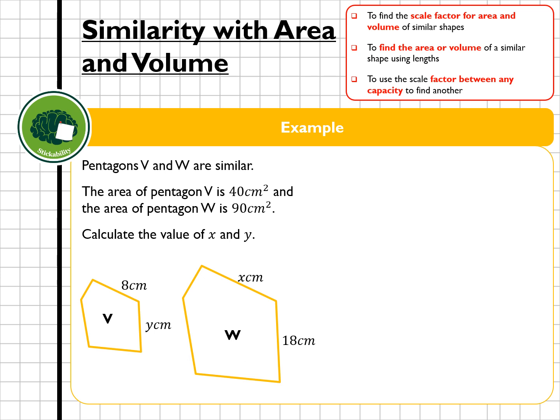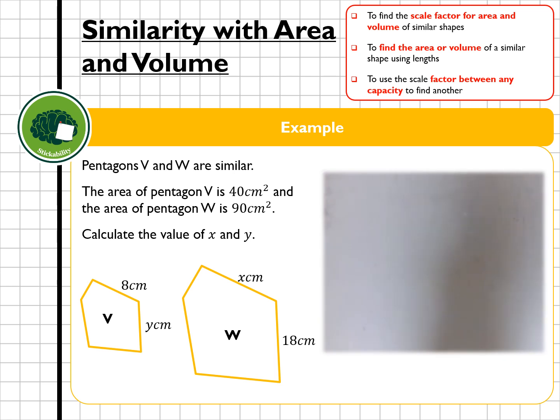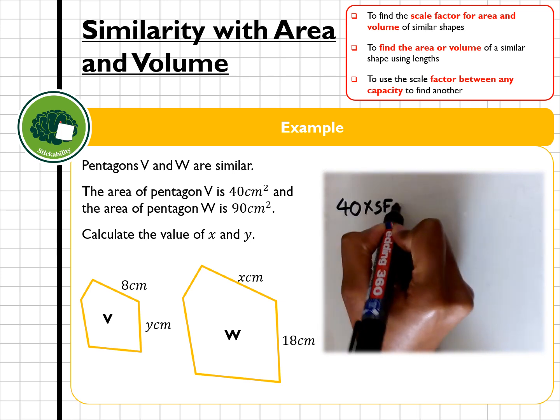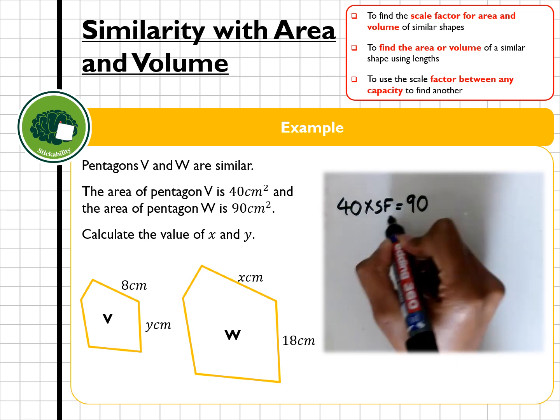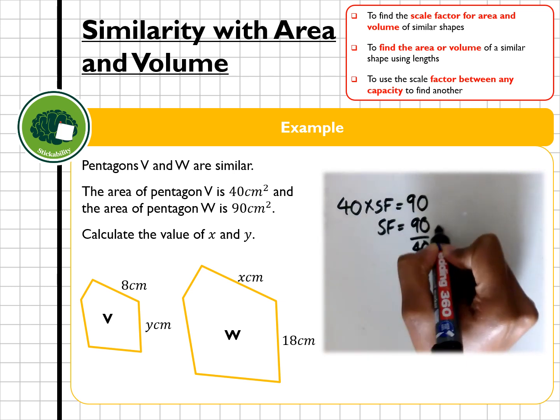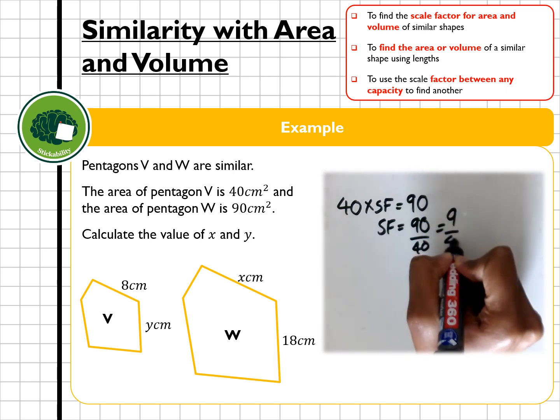And let's try a harder question. Pentagons V and W are similar. The area of pentagon V is 40 centimeters squared and the area of pentagon W is 90 centimeters squared. Calculate the value of x and y. Let's start by working out our scale factor. In this question, we know that 40 times my scale factor gives me 90, which means that my scale factor is 90 divided by 40, which gives me 9/4.